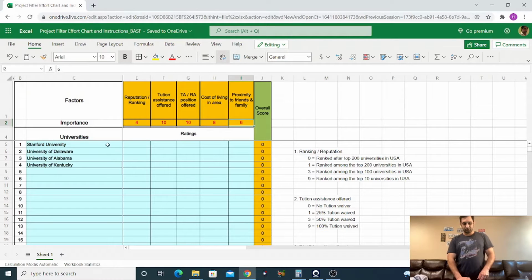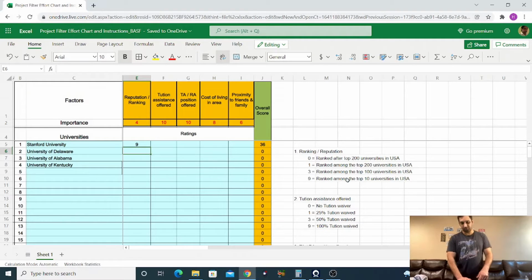And then for each university, you have to fill out this row. So you would give a rating for each of these factors for every university, and then you would get an overall score. So, for example, for the first factor, reputation ranking, you have 4 ratings that you can choose from. If the university is ranked among the top 10 universities in the US, then obviously that's great. You give it a rating of 9. Stanford would probably fall under that, so you can give it a rating of 9.